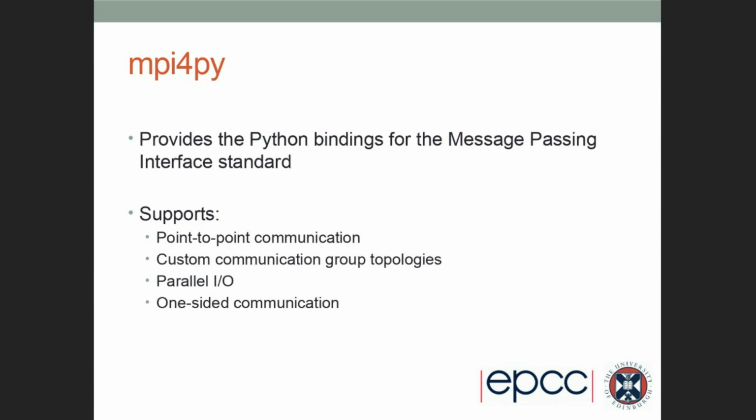Parallel I/O. So instead of needing to gather all of your data onto one processor, which might be prohibited by your memory limits, you can also do parallel I/O instead, which essentially means that all your processors will be writing to the same file simultaneously and potentially providing a lot of performance benefits. And also one-sided communication, which is essentially where processors read and write directly from each other's memory.